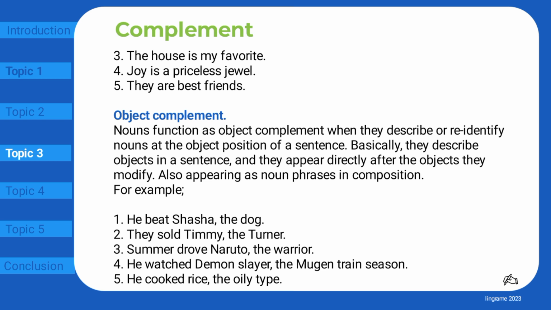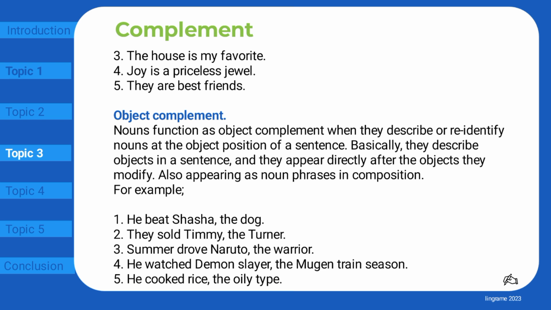Object complement. Nouns function as object complement when they describe or re-identify nouns at the object position of a sentence. Basically, they describe objects in a sentence, and they appear directly after the objects they modify. They also appear as noun phrases in composition.